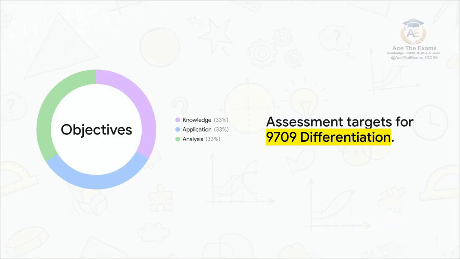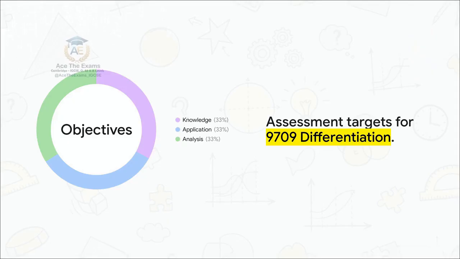Imagine a pie chart. The first slice of the pie is knowledge and understanding. Basically, do you know the standard derivatives? The second slice is application. Can you apply the product, quotient, or chain rule to a completely novel function? But the third slice, analysis, is where the top students really separate themselves from the pack.